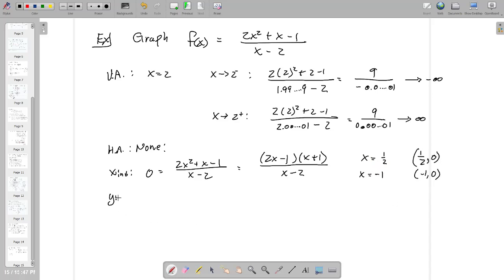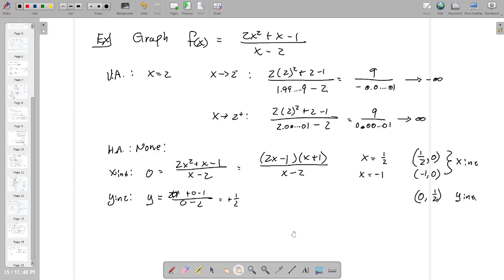Right, y-intercept. Now we just plug in 0 for x, and we get that y will equal 2 times 0 squared plus 0 minus 1 over 0 minus 2, which is -1 over -2, or positive 1/2. We have a -1 and a -2. That's all that's left. So our point is going to be 0, 1/2. So we have our vertical asymptote, we have our x-intercepts, and we have our y-intercept.